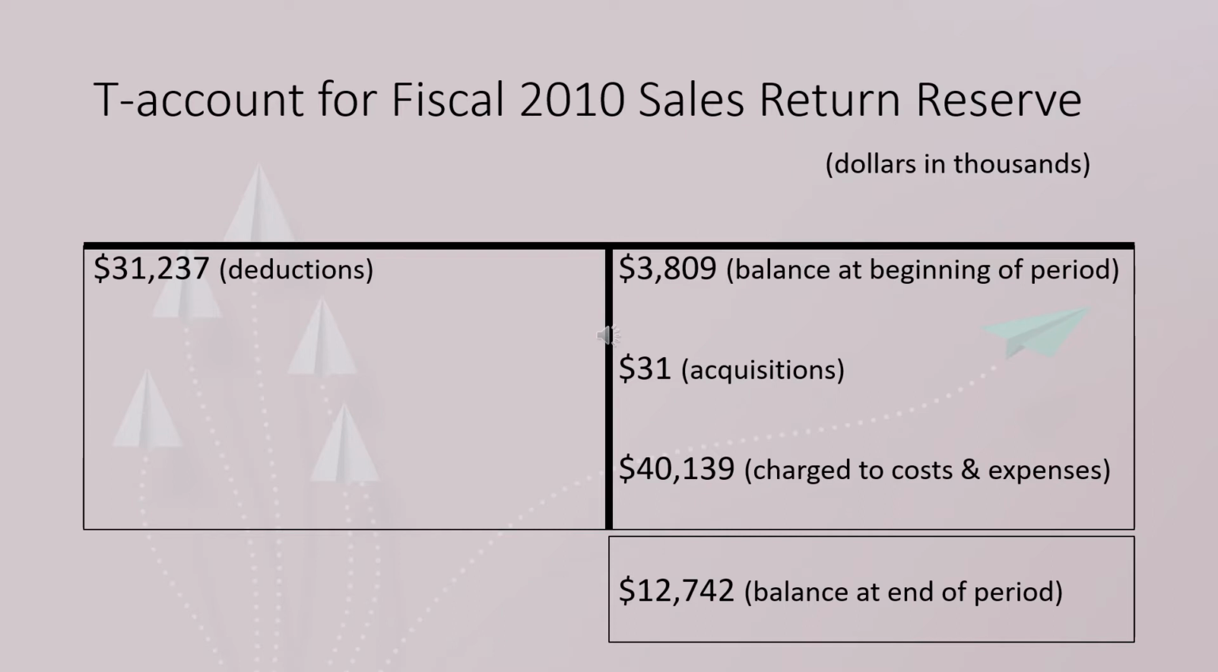September 25th, 2010. And as seen, you start with your beginning balance at the beginning of the period of $3,809,000. And you also have an acquiring of $31,000, and then you deduct $31,237,000, and you have charged to costs and expenses of $40,139,000, and that leaves you with an ending balance for the period of $12,742,000.